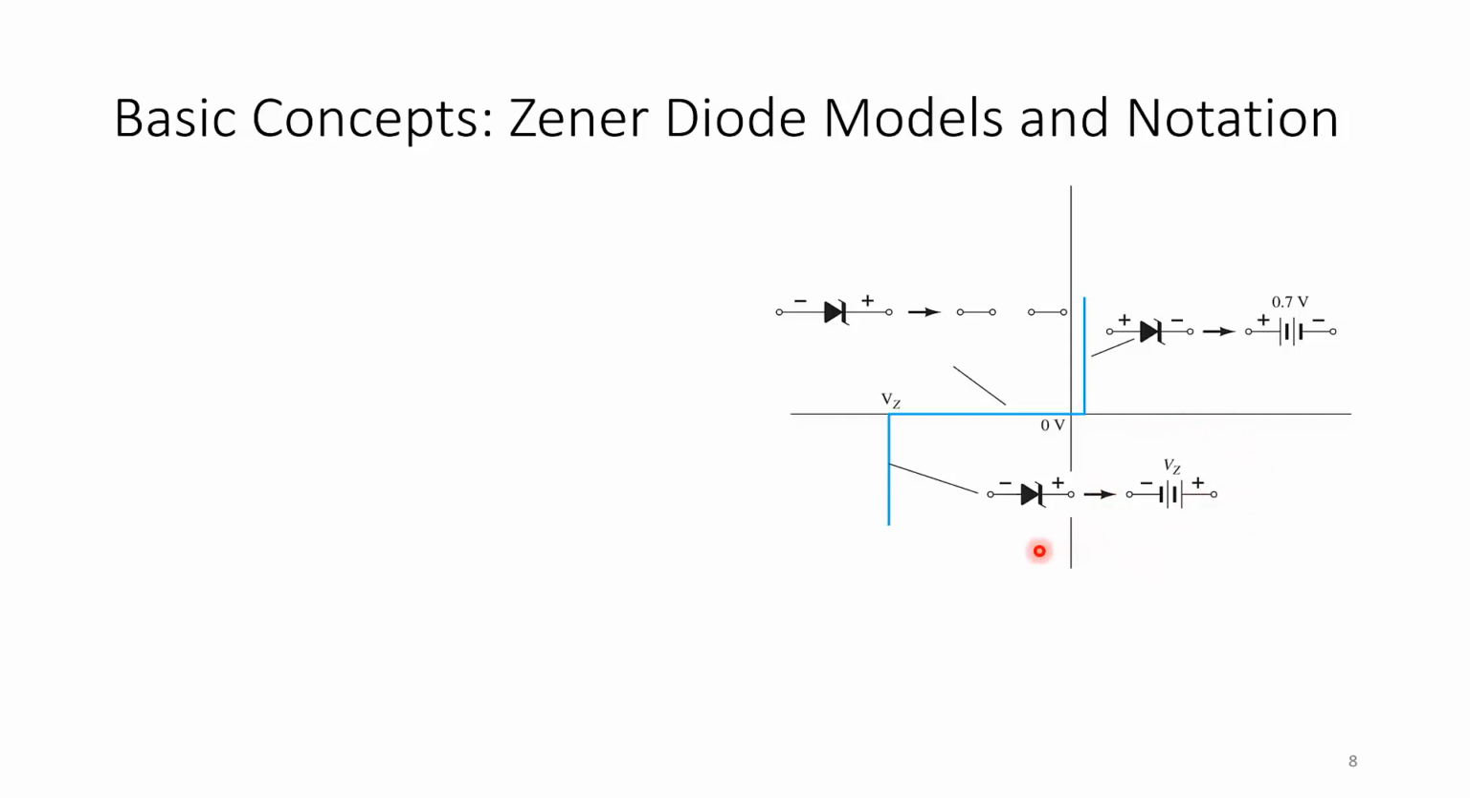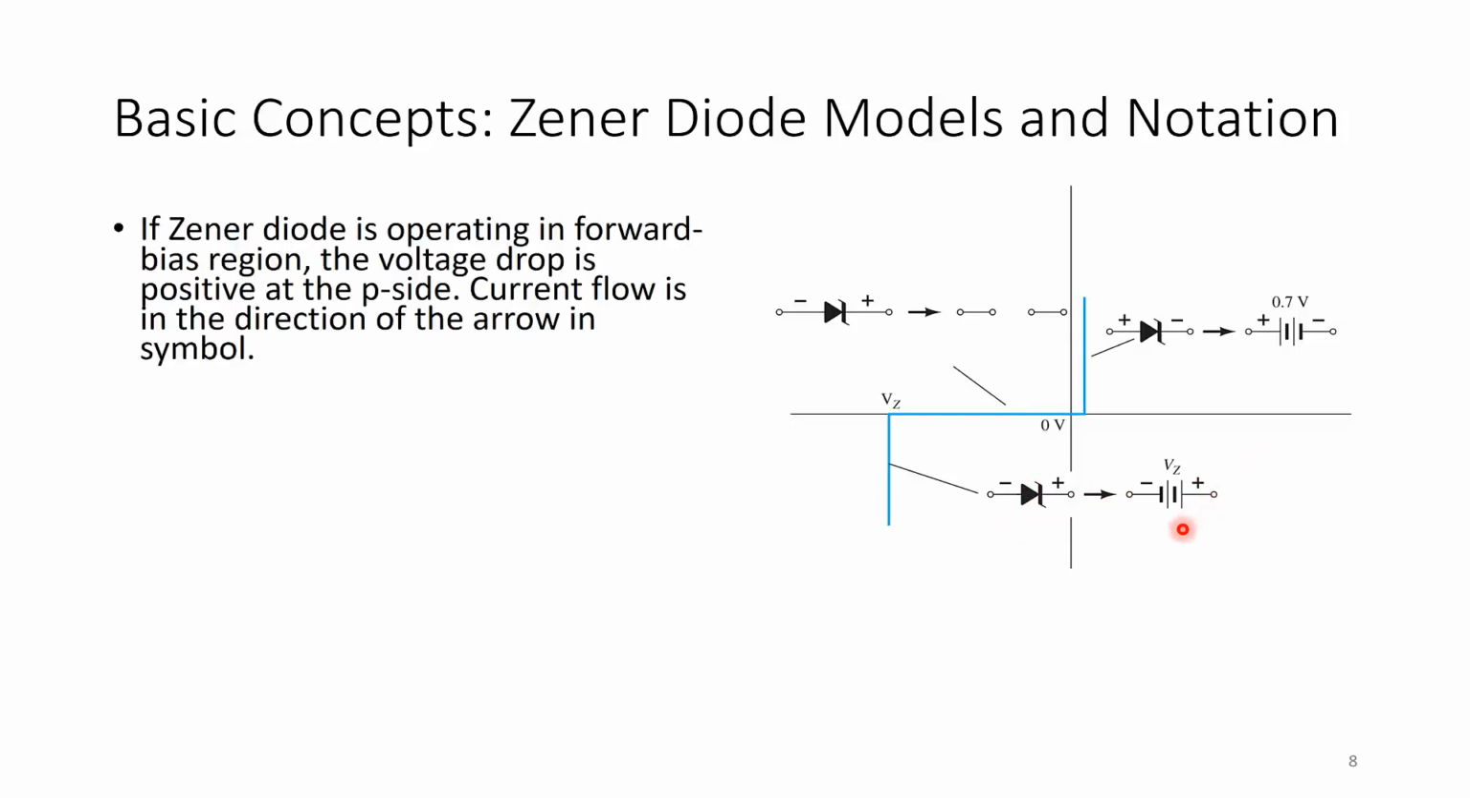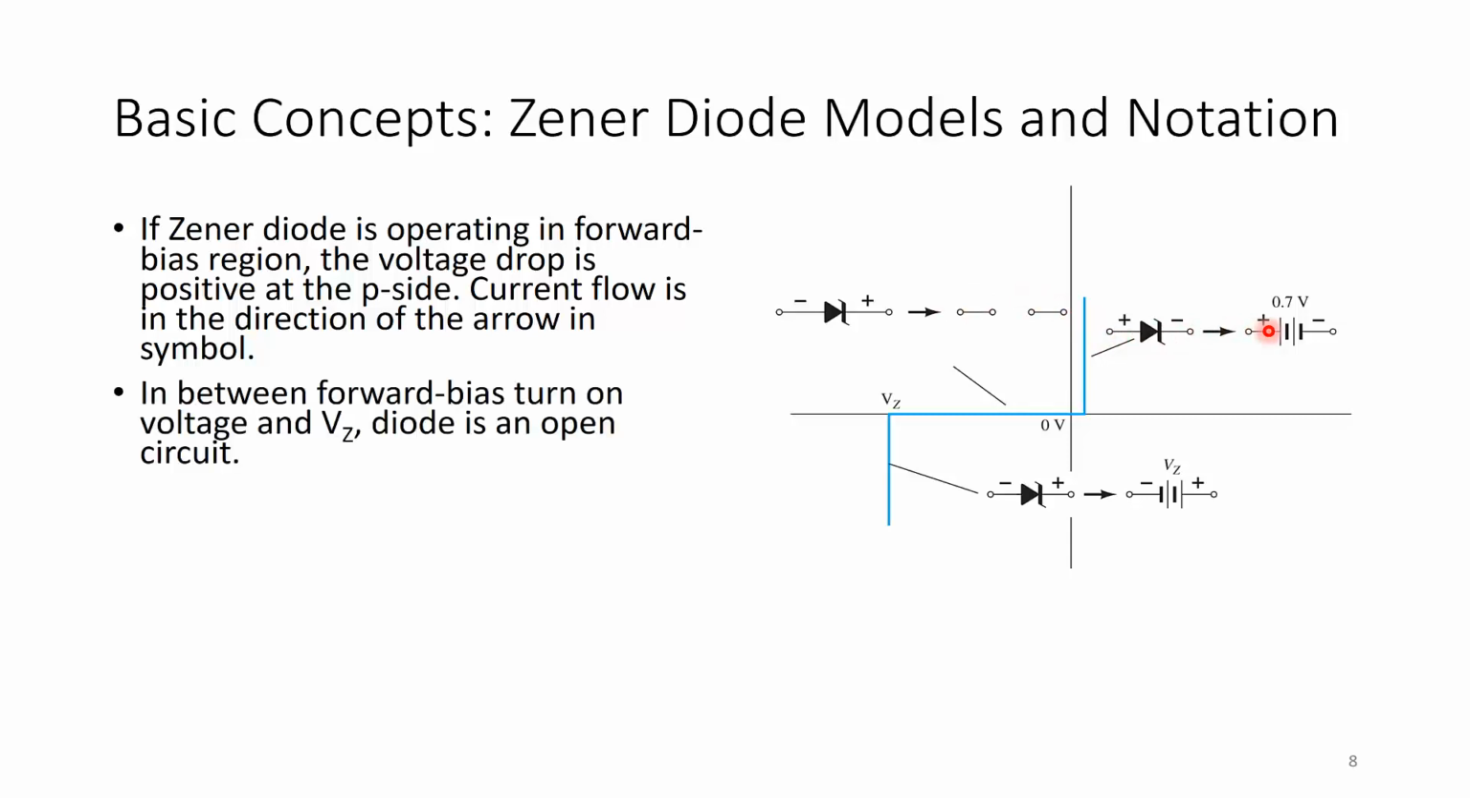But if you notice, when it is in forward bias, the positive terminal is the higher terminal, which gives you 0.7 volts. But when it breaks down, it is at the negative terminal that VZ is indicated as positive. So if the Zener diode is operating in the forward bias region, the voltage drop is positive at the P side. Current flow is in the direction of the arrow in the symbol. In between the forward turn-on voltage and VZ, the diode is an open circuit. So this is what I was saying just now.